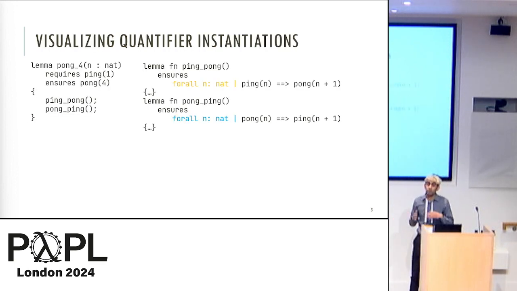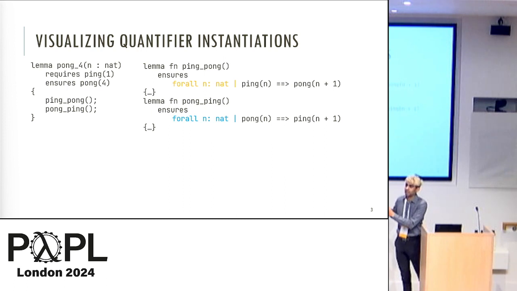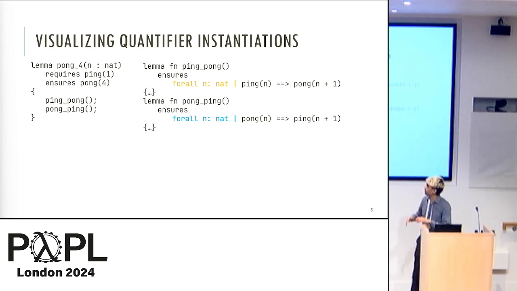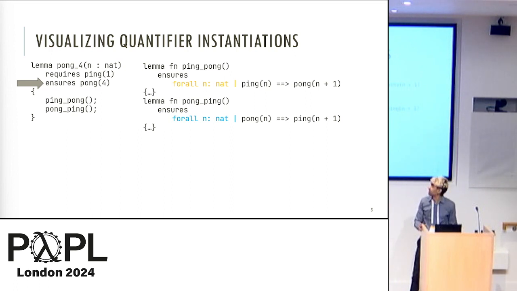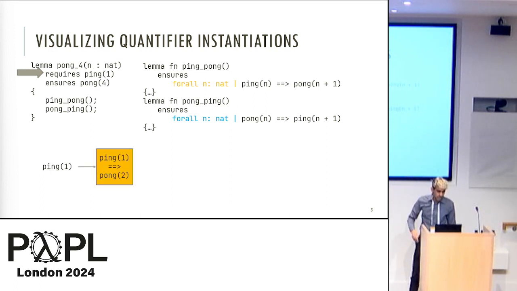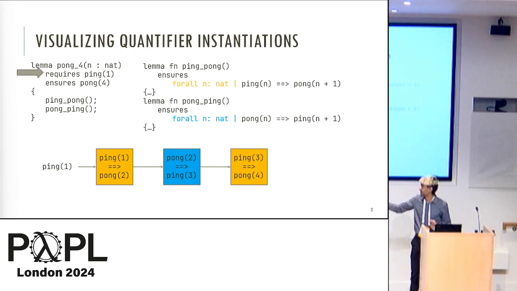So before I talk about what tools currently exist, I'm just going to do a quick recap of what quantifier instantiation is. Say in this case we have a verification condition of pong of 4, and we start with this initial fact of ping of 1. This, with our two instantiations that are available in our program, will trigger the ping-pong lemma to learn some new ground term of pong of 2, which in turn will let us learn ping of 3, which in turn will let us learn pong of 4, which is our verification condition.